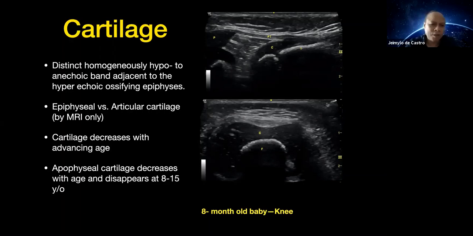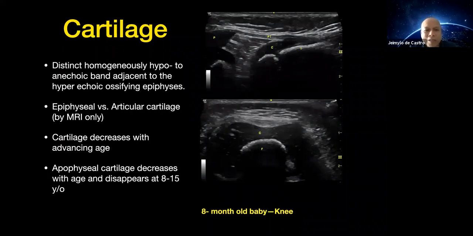And of course, there are also some changes that you see that may sometimes confuse you as to whether you're dealing with an abnormal cartilage or not. But suffice it to know that for this particular stage, if there is any neovascularization, for instance, that is not indicative of any abnormality at all. This cartilage, especially the apophyseal one that attaches to your tendon and your bone, disappears between 8 to 15 years old. So don't expect it to be there.